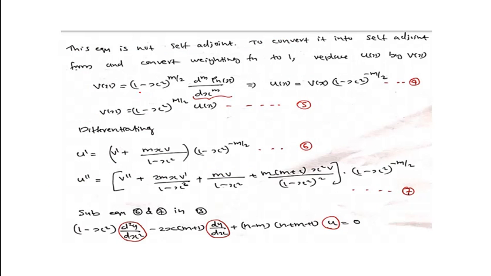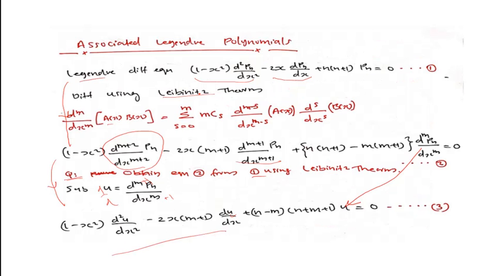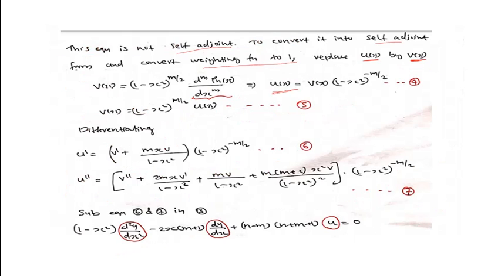Now this equation is not a self-adjoint differential equation. So in order to convert it into self-adjoint form, and also to make the weighting function equal to 1, I will replace u(x) by v(x). The substitution is u(x) equal to v(x) into (1 minus x squared) raised to minus m by 2, or v(x) will be equal to (1 minus x squared) raised to m by 2 times d raised to m Pn(x) by dx raised to m. So here, the u equal to d raised to m Pn by dx raised to m that we took, we substituted and changed into the form of v(x).